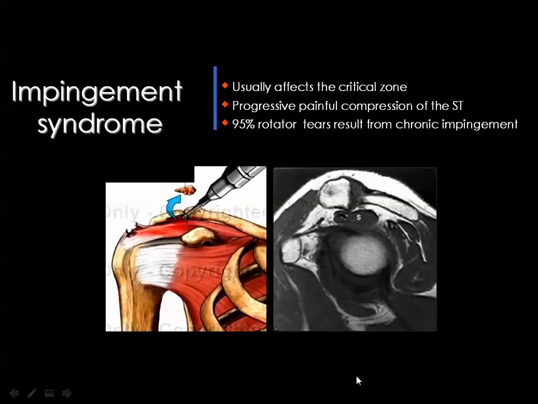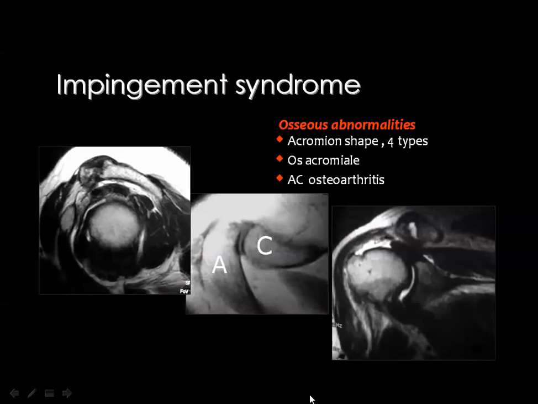Then the end result is narrowing of the tunnel, and this will hinder the normal movement of the supraspinatus tendon. Then the tendon will degenerate, and finally it will be torn. Then the osseous abnormalities contributing to impingement syndrome include the acromion shape.